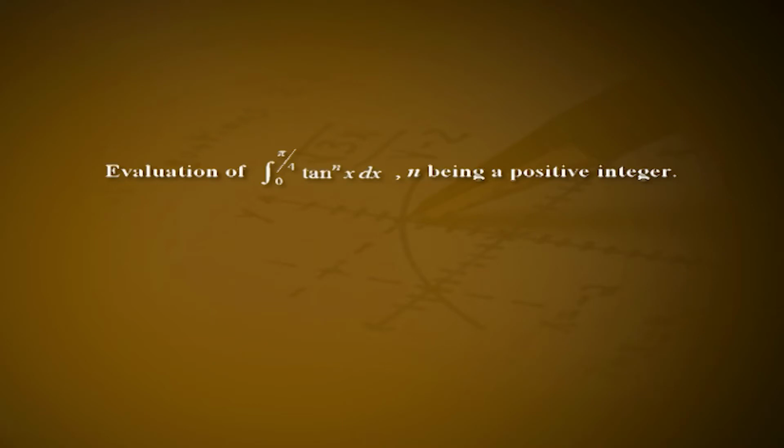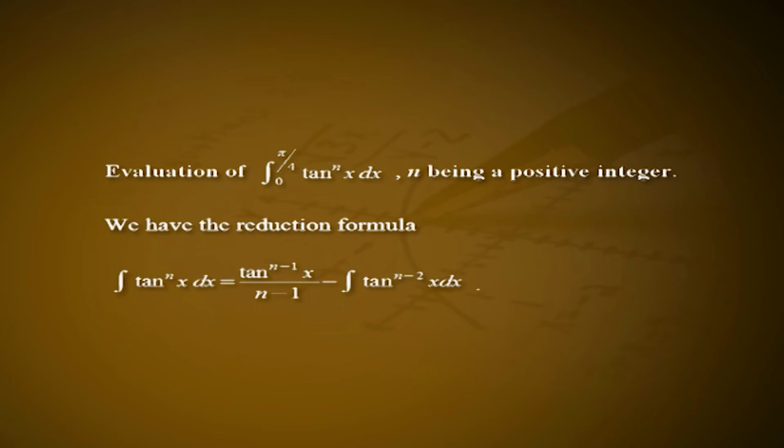Evaluation of integral from 0 to pi by 4 tan raised to n x dx, n being a positive integer. We have the reduction formula: integral tan raised to n x dx is equal to tan raised to n minus 1 x divided by n minus 1 minus integral tan raised to n minus 2 x dx. Let I n be equal to integral from 0 to pi by 4 tan raised to n x dx. Therefore, I n is equal to tan raised to n minus 1 x divided by n minus 1 between the limits 0 and pi by 4 minus integral from 0 to pi by 4 tan raised to n minus 2 x dx, which is equal to 1 minus 0 divided by n minus 1 minus I n minus 2. That is, I n plus I n minus 2 is equal to 1 by n minus 1.